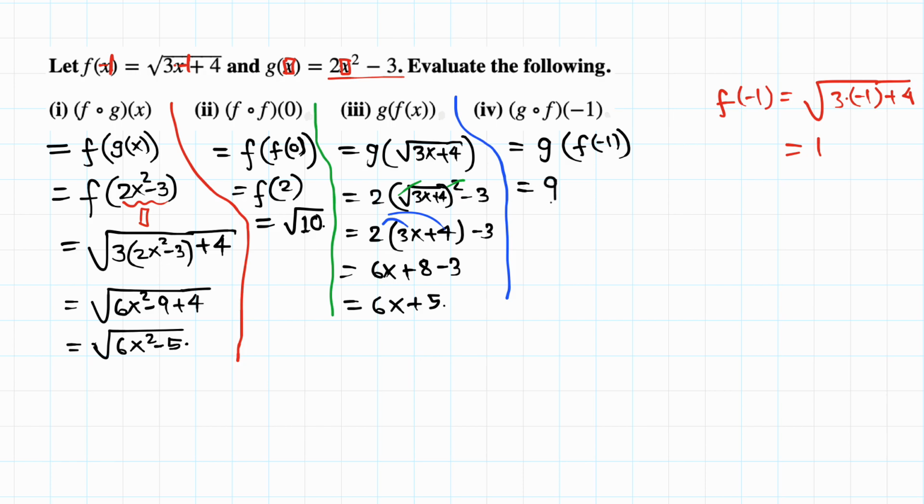So this is simply g of 1. Now we plug 1 into g. So g of input is 2 times input squared minus 3. Now the input happens to be 1. So 2 times 1 squared, which is 1, minus 3. 1 squared is 1, times 2 is 2. 2 minus 3 is negative 1. Okay, final.